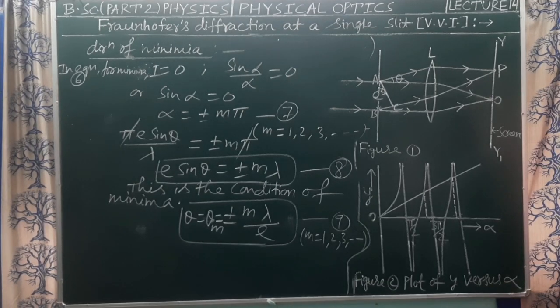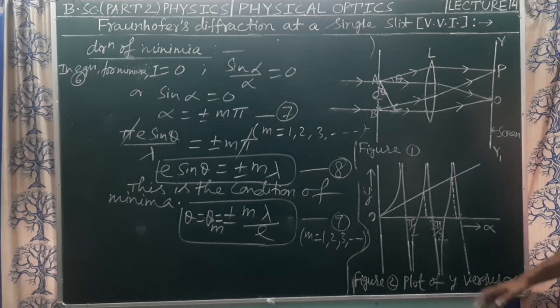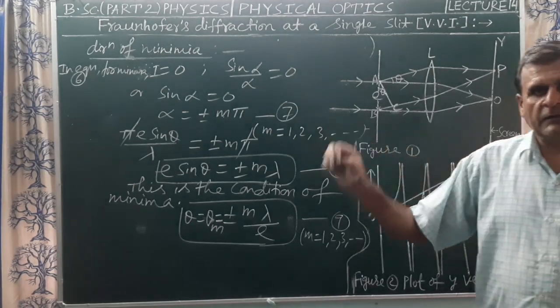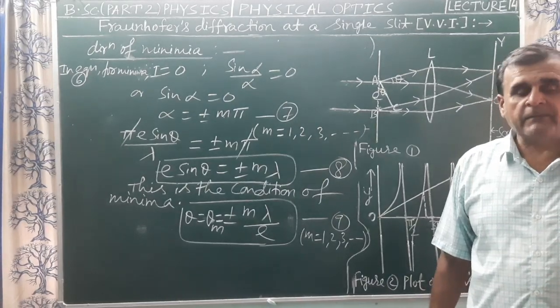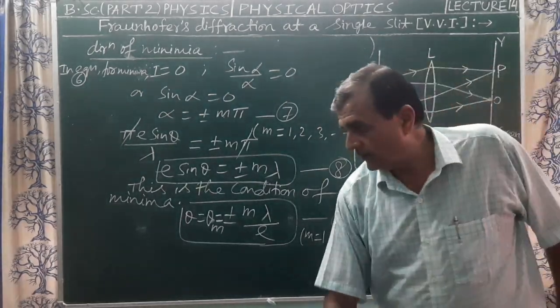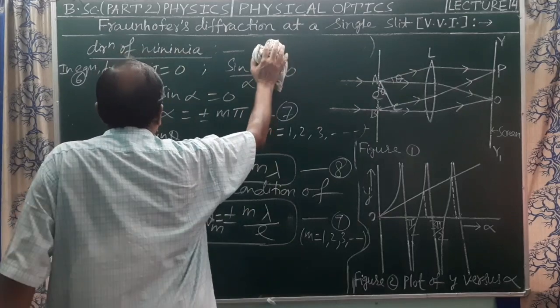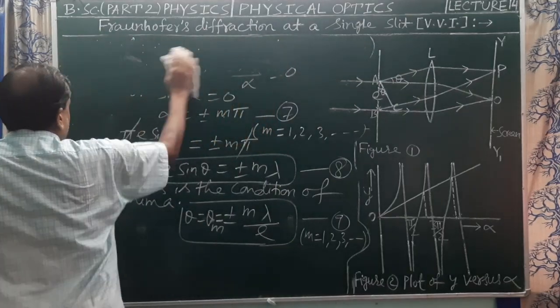So to find the direction of maximum intensity at point P, differentiating equation 5 with respect to alpha, and then equating it to 0. That is because we know for maxima or minima dy by dx is equal to 0. So now we have to obtain the direction of maxima.